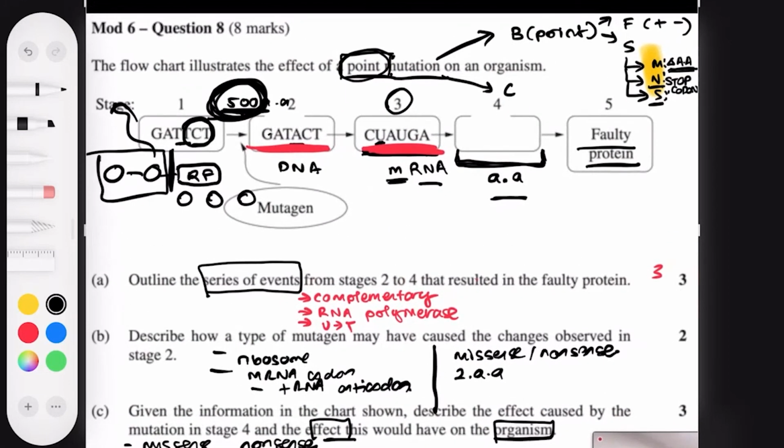So Miriam, your turn. What would you say? I would say the faulty protein could end up coding for a different process than what it was meant to do, or if it was a nonsense mutation, it could end up with a dysfunctional protein due to the premature stop codon.